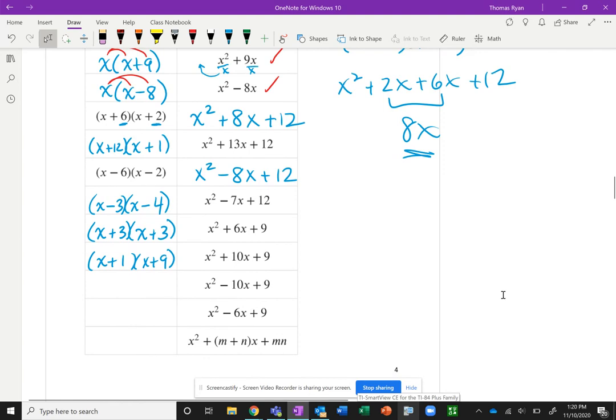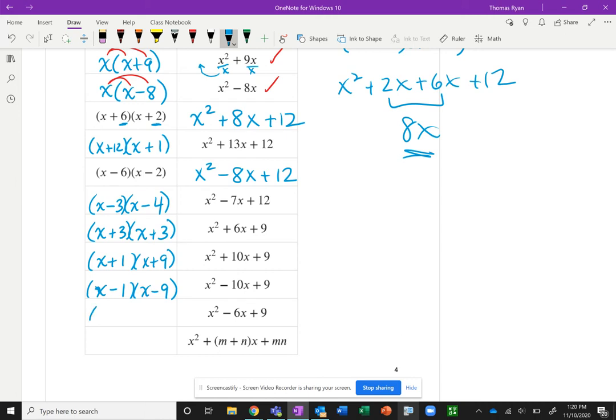Now we keep going with 9. Now they're adding to negative 10. Well, guess what? We've got to flip them to negative. Negative 1 and negative 9. Remember, guys, the constants have to multiply to 9, not multiply to 10. They've got to multiply to the c term. Negative 1 times negative 9 is 9. Then you add them up, and it's negative 1 plus negative 9, which is negative 10.